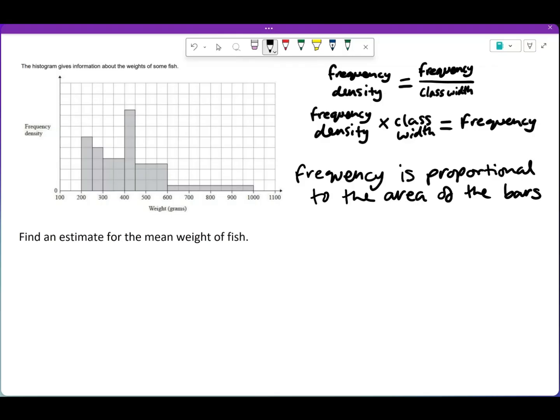We're now going to look at estimating the mean using a histogram. So let's have a look at our question. So it says the histogram gives some information about the weights of some fish. And our histogram is there.